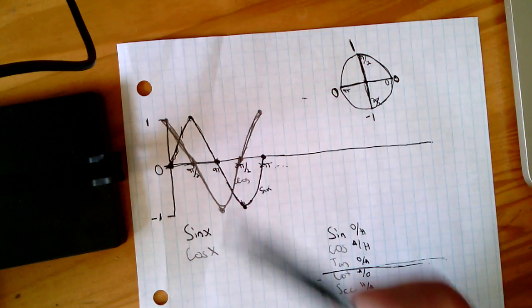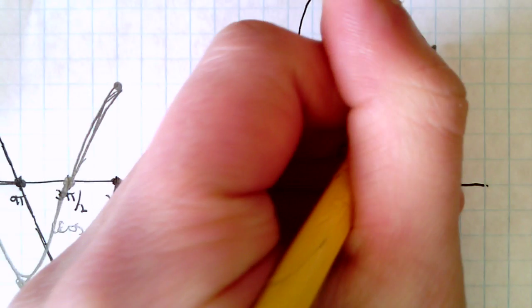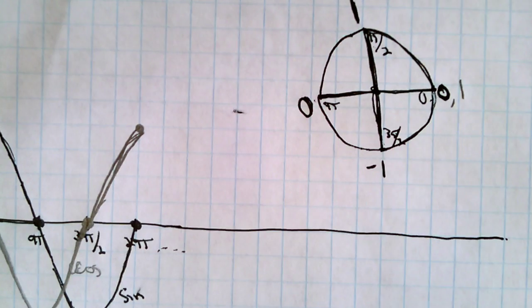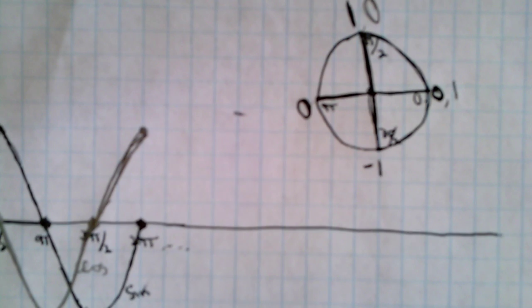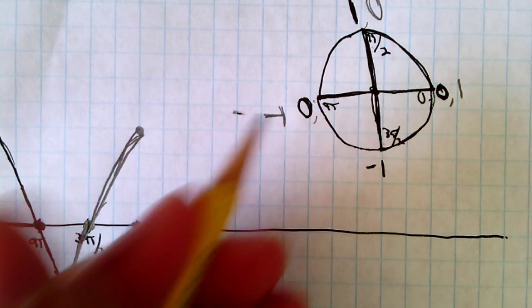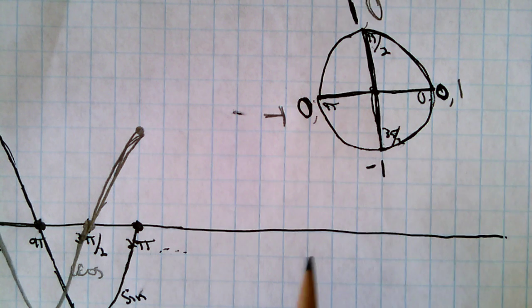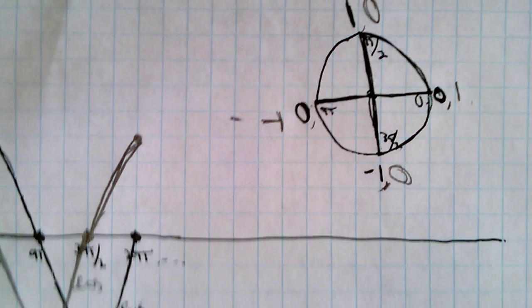And then for cosine, you've got some different measurements. Cosine of 0 radians is 1. Cosine of pi over 2 radians is 0. Cosine of pi radians is negative 1. I'll put it on this side. And then cosine of 3 pi over 2 radians, or 270 degrees, is 0 again. And then that goes back to 1.